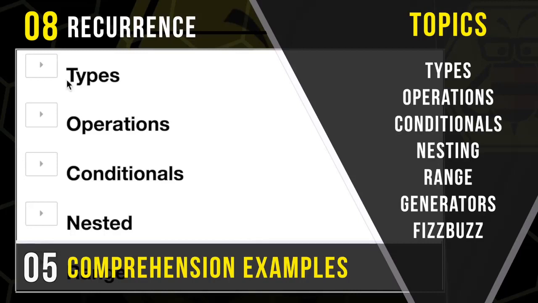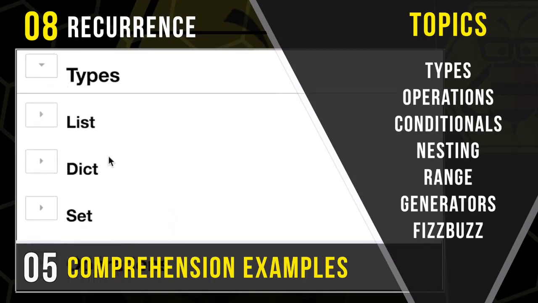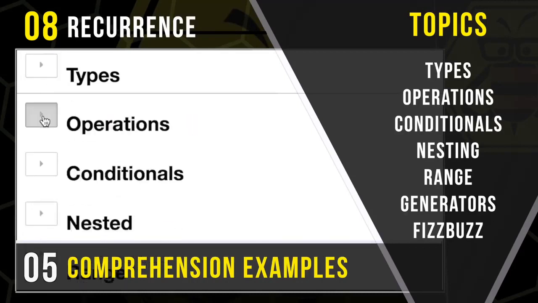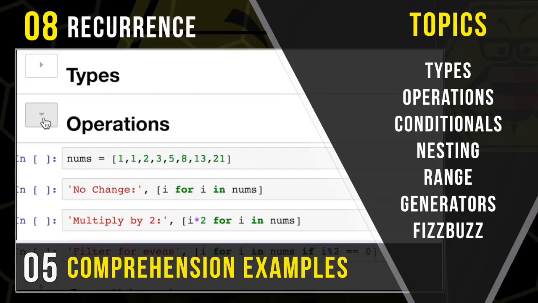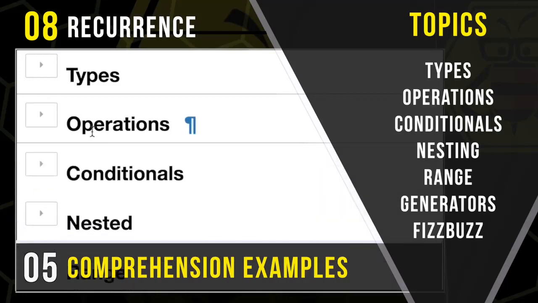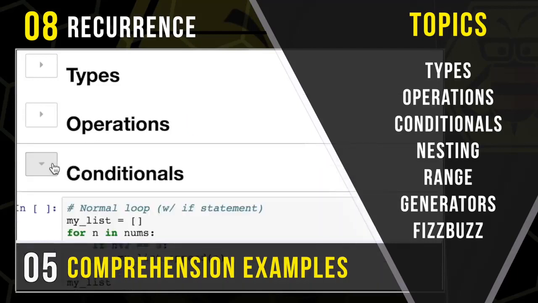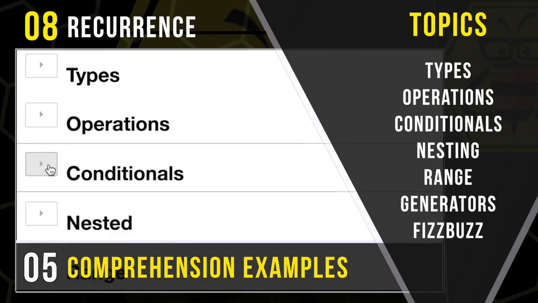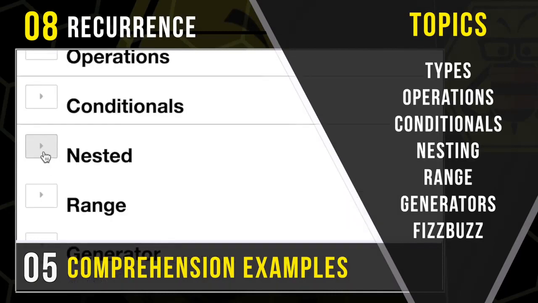So we're going to start by looking at types. How do we handle the different group types like lists, dictionaries, and sets? Then we're going to talk about operations. How do we use comprehensions and still bring operations that we might need in? Then the same with conditionals. How can comprehensions and conditionals work together? We're going to talk about nesting. You know, we can have loops inside of loops, so can we have comprehensions inside of comprehensions? We sure can, and we'll talk about why.